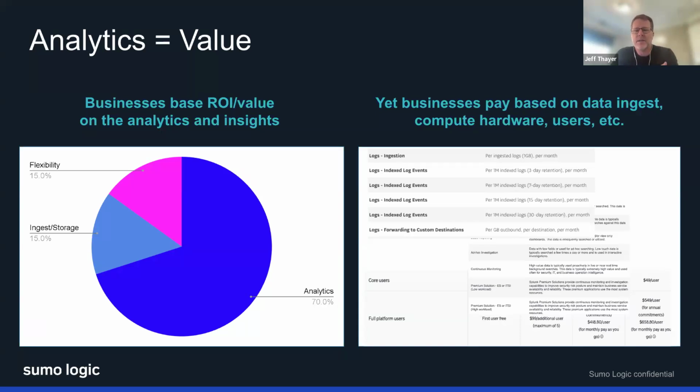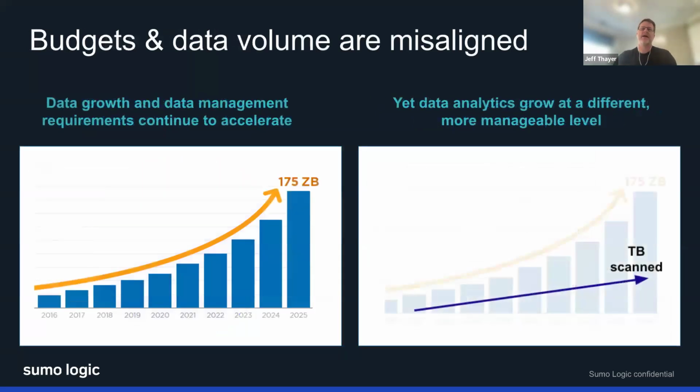It's usually a proxy, usually around data ingest or some sort of compute element, or users in some cases, or some type of server element. While those work fairly well, they still are not directly linked to the value you get out of something in terms of the analytics that you're providing. So what we decided to do was think about it differently.